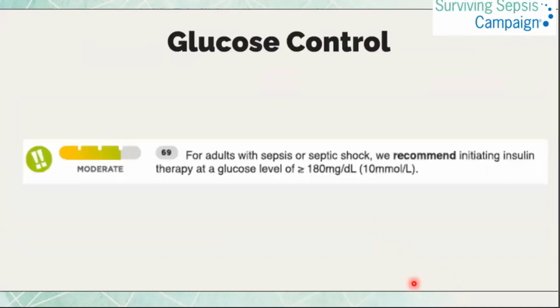For adults with sepsis or septic shock, we recommend initiating insulin therapy at a glucose level of more than 10 millimoles per liter.